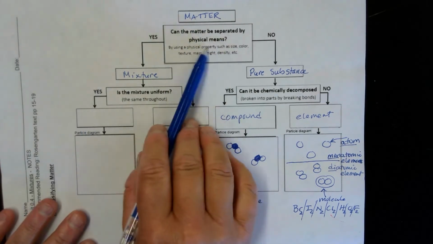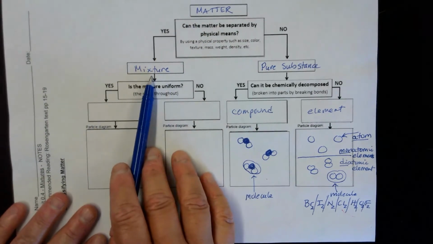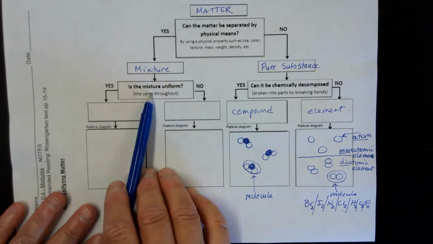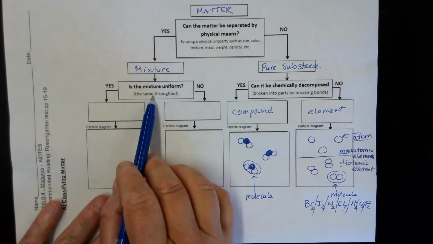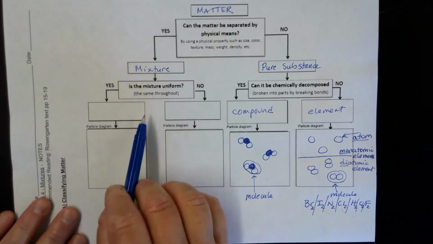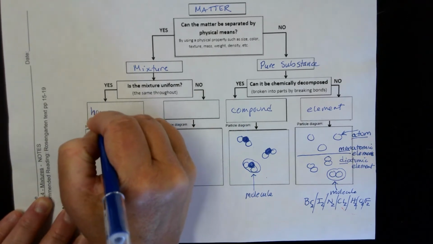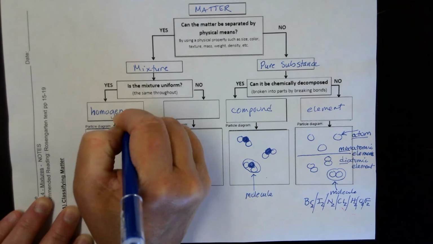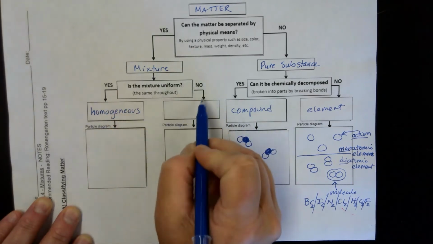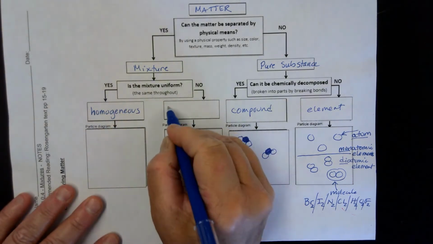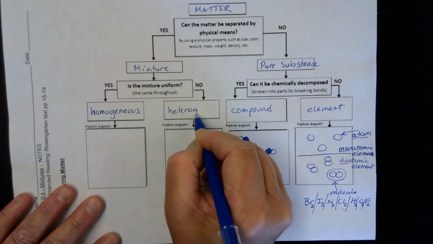If the matter can be separated by physical means, we are looking at mixtures, and there are 2 types of mixtures that are dependent on how uniformly they are mixed. If they are uniformly mixed, we refer to it as homogeneous. If they are not uniformly mixed, we refer to them as heterogeneous.